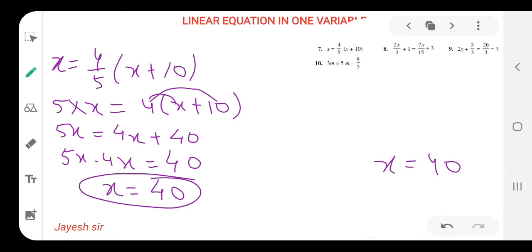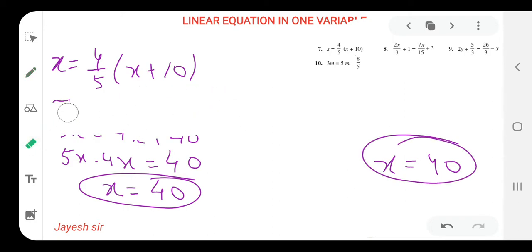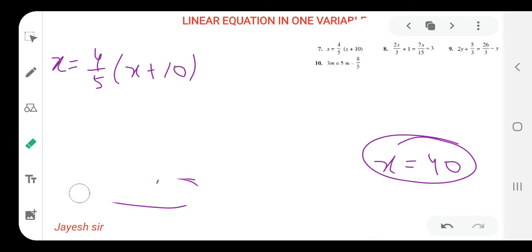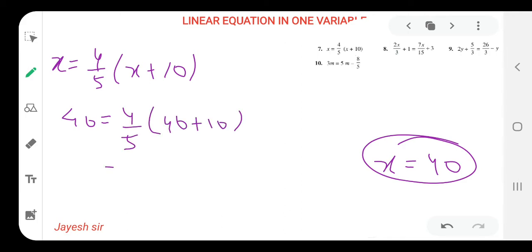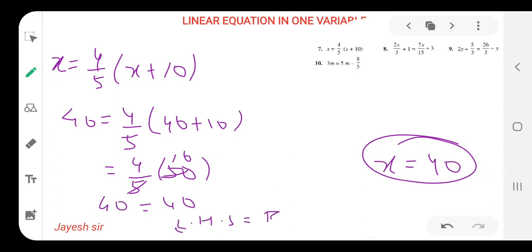I hope you all might be getting it. So let's put the value for x and check whether our answer is correct or not. Yes friends, so let's put the value and check. 40 equals 4 by 5 times (40 plus 10). Here we already know 40 plus 10 is 50. So 5 tens are 50, so here also 40. That means 40 equals 40, so we can say LHS equals RHS, which means our answer is correct.